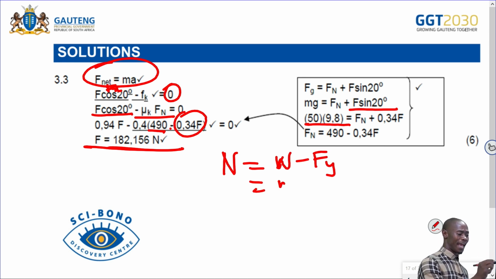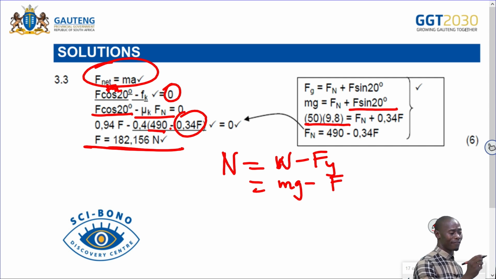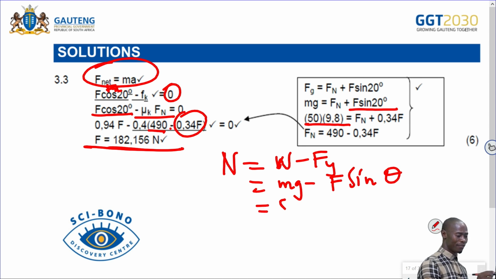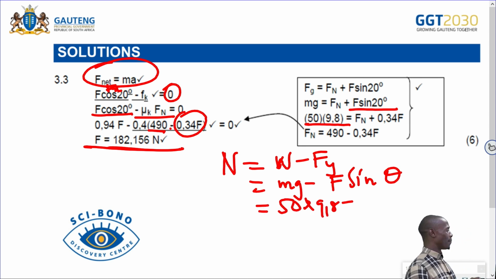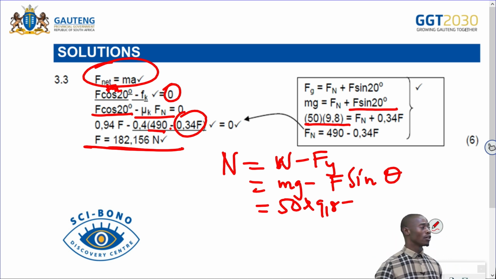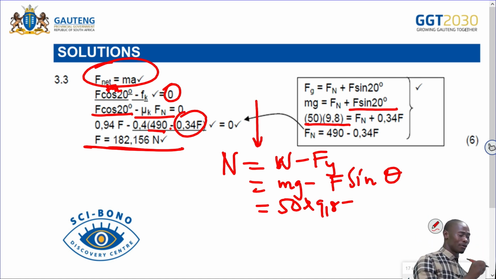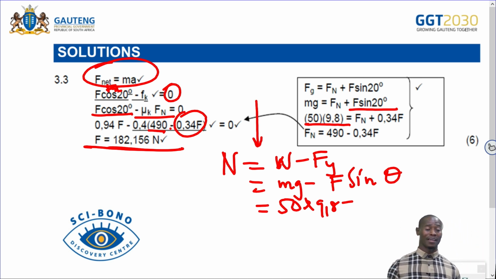Fy, which is mg minus what? Fy, which is F sine what? Sine theta. So m, 50 times 9.8, minus the magnitude that we got. Right? So even if you got 500, it's still fine. There's what we call positive marking. So continue with that answer, because at that moment you're not even sure whether it is right or wrong. So you continue with that answer.